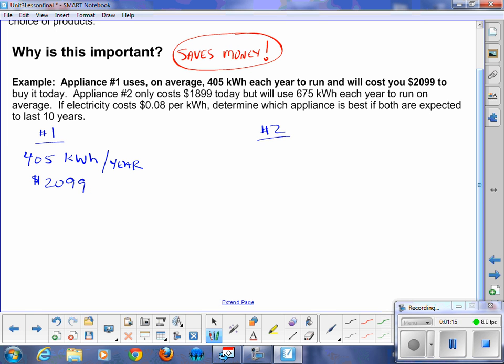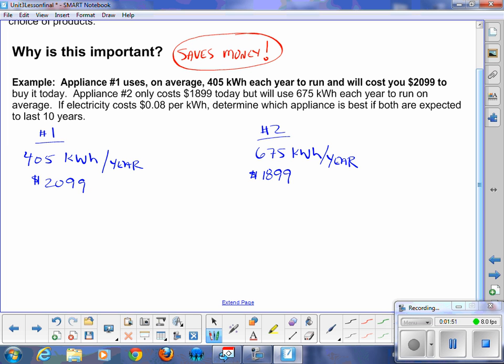Appliance number 2 is cheaper in price, so $1,899. So you'd save $200, but it uses 675 kilowatt hours each year. So it uses a little bit more energy to function. We have one that's efficient, one that's not as efficient. And this is always true: the more efficient your model, the higher the cost, because they've probably used better components or newer technology to bring that energy use down.